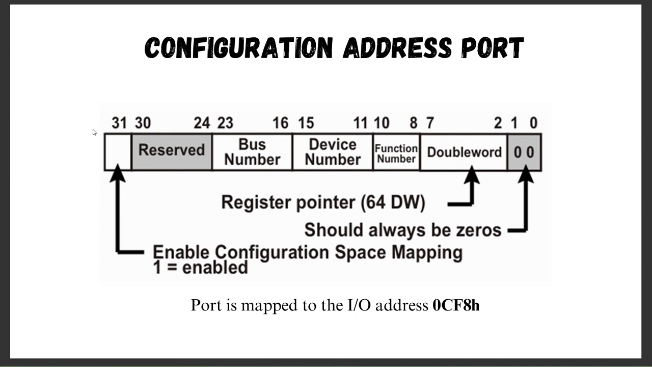This controls whether or not the processor's access to the configuration space is enabled. When bit 31 is 1, it is enabled, meaning the processor can access the configuration space of the PCI device. When bit 31 is 0, the access is treated as a normal IO request and no configuration access occurs.